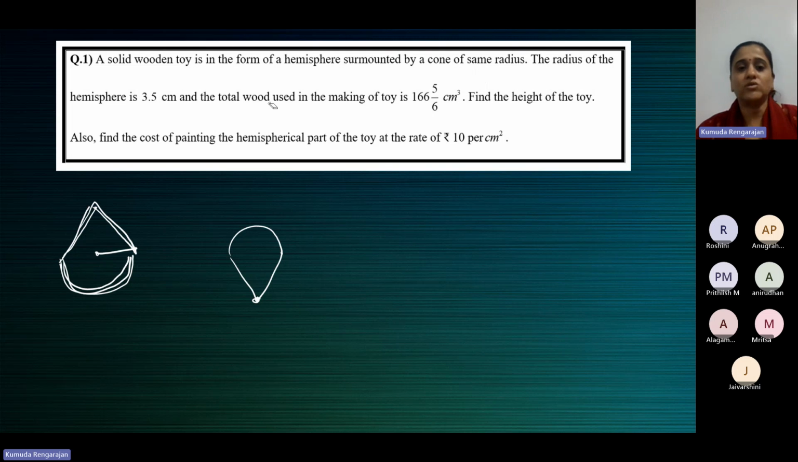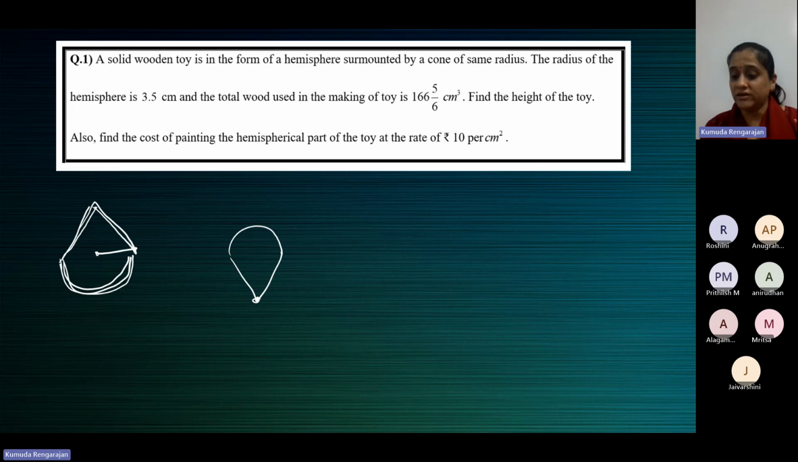Now the question is, find the height of the toy. The volume is given, so you have to find the height of the toy. Height of the toy means you should find the height of the hemisphere and the cone together. The toy is the hemisphere and the cone together. The hemispherical height plus the conical height is the height of the toy.